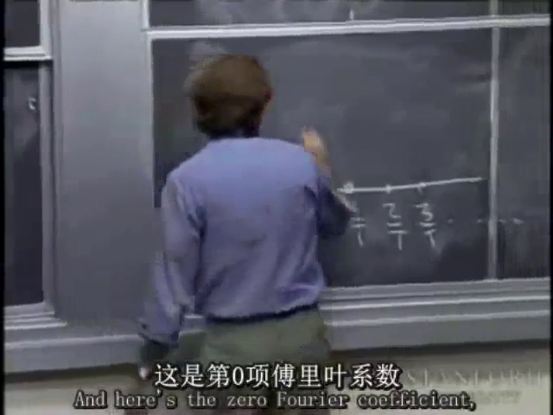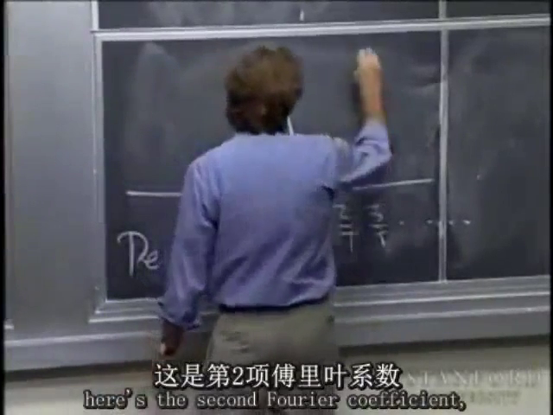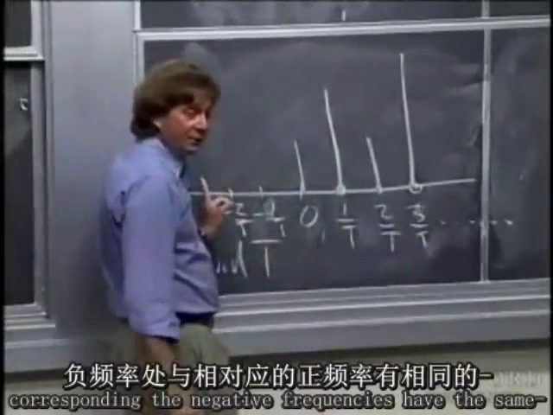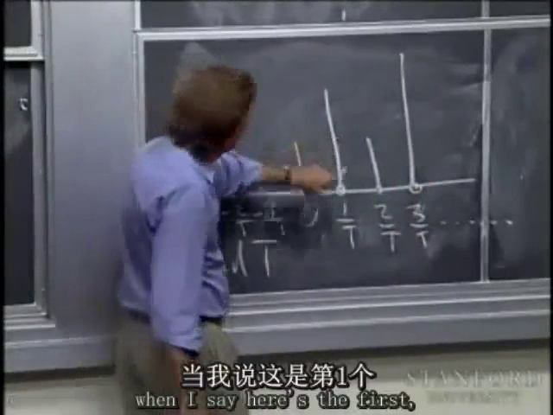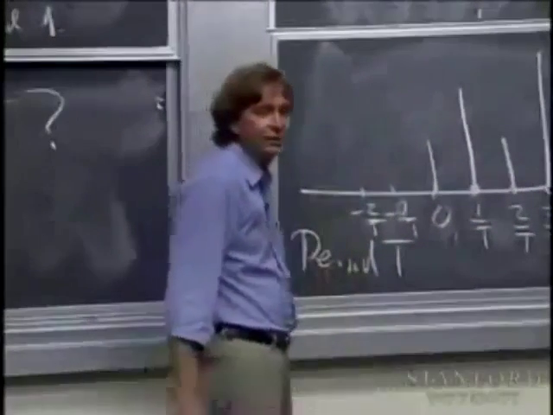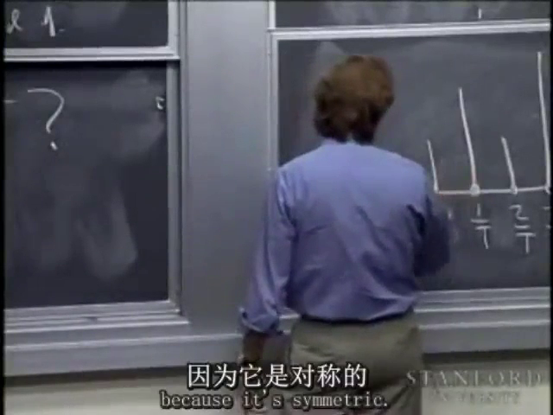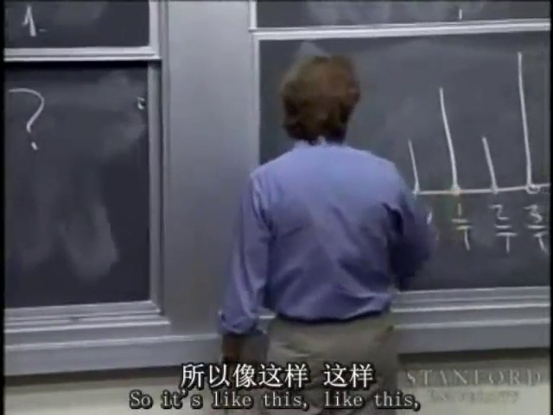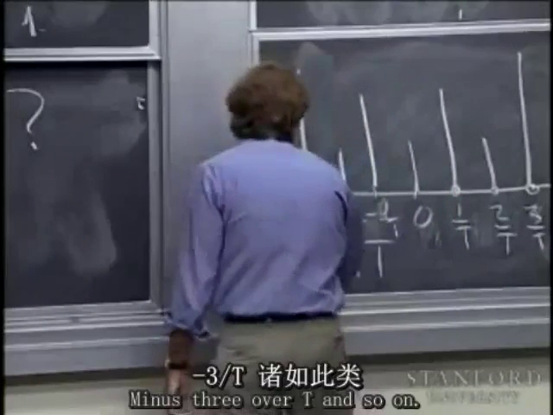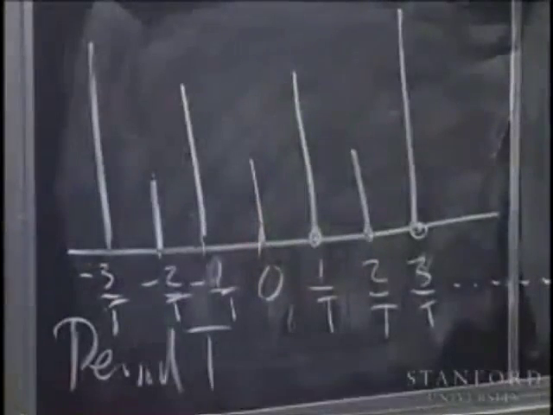And here's the 0th Fourier coefficient. Here's the first, the second, the third Fourier coefficient. The ones corresponding to the negative frequencies are the same. When I say here's the first, second, third, I mean the magnitude, because again, you can't plot complex numbers. You're just plotting the magnitudes. On the left, I have the same picture because it's symmetric. It's like this, like that, minus 3 over T, and so on. They're spaced 1 over T apart.